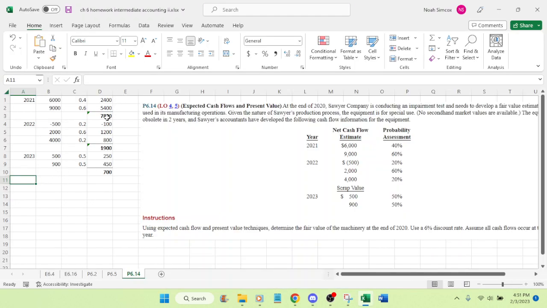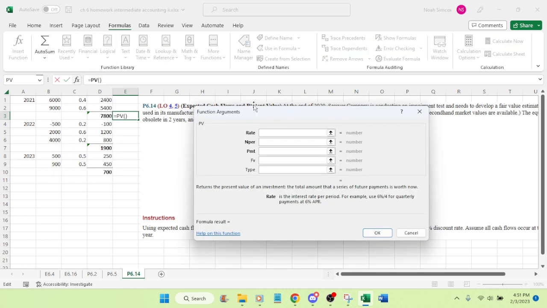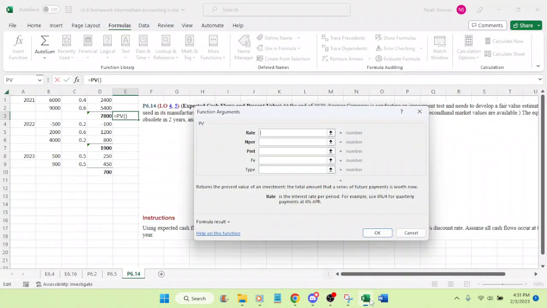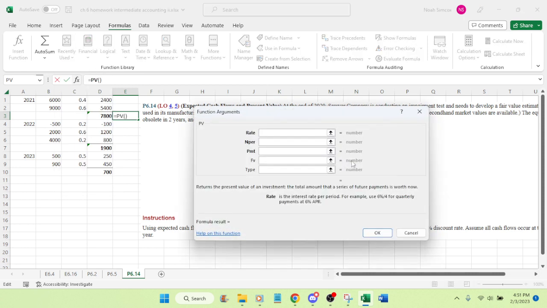Okay, I need the present value of this, present value of this, present value of this. What's the present value? Then we need, so what we'll just do is present value right there. So formula. We're using a rate of 6%. Number of periods is 1 because it's only 1 year.